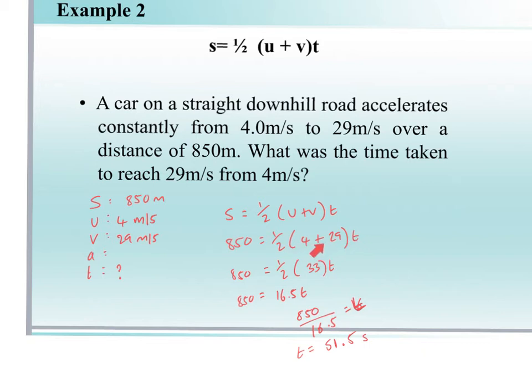You couldn't say 4 plus 29 times that, because it just wouldn't work. So you need to do this. I'm sure you know this anyway. So 4 plus 29 is 33. Then you can times the 33 by T, but we don't know T.